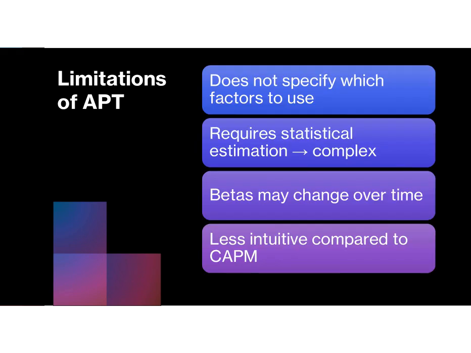While the arbitrage pricing theory offers a flexible approach by considering multiple factors, it does have some limitations. It doesn't clearly specify which factors should be used, leaving some ambiguity in the model's application. Additionally, it requires statistical estimation, which can make the process complex and data-intensive. The factor sensitivities, or betas, can also change over time, adding another layer of uncertainty. Lastly, compared to the capital asset pricing model, it's generally less intuitive, which can make it harder to understand and communicate, especially for those new to financial modeling.